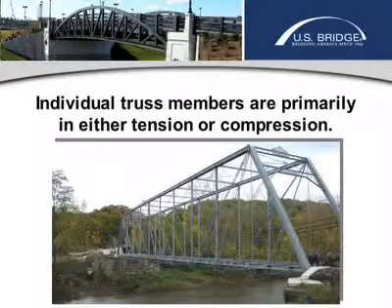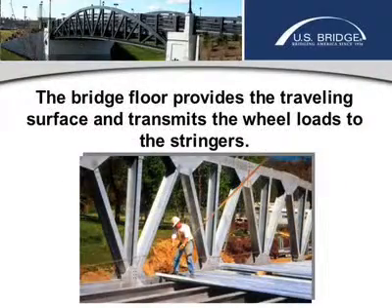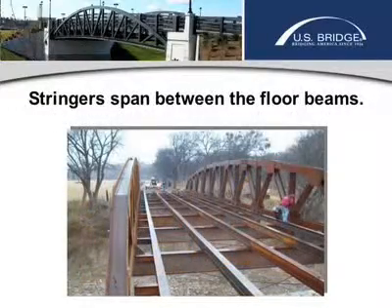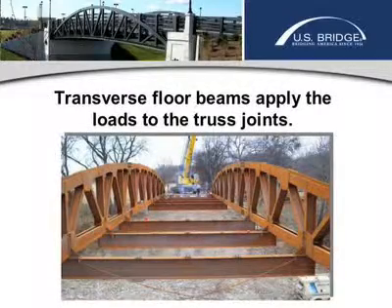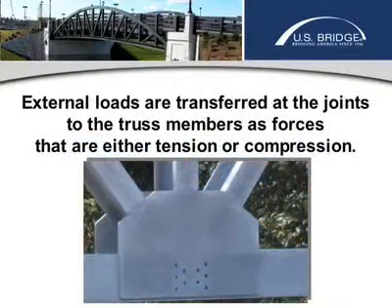Individual truss members are primarily either in tension or compression. To start out, the bridge floor provides the traveling surface that carries the wheel loads. The floor transmits these wheel loads to the stringers. The stringers span between the transverse floor beams. The transverse floor beams apply the loads to the truss joints. The truss joints pick up the loads and convert them to forces in the truss members, either tension or compression.